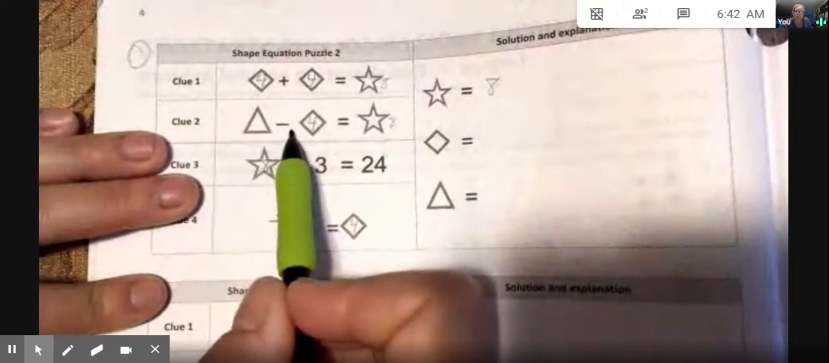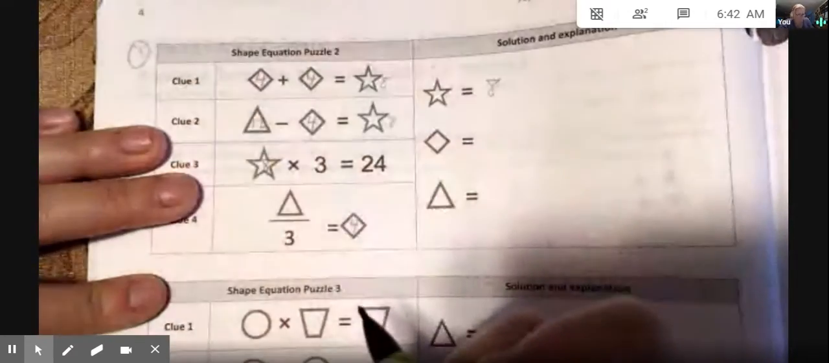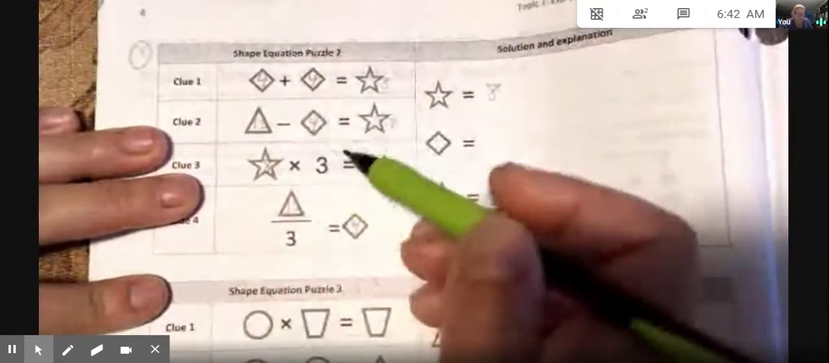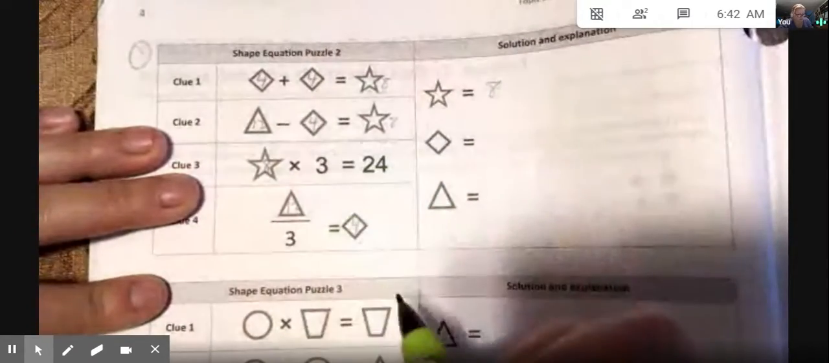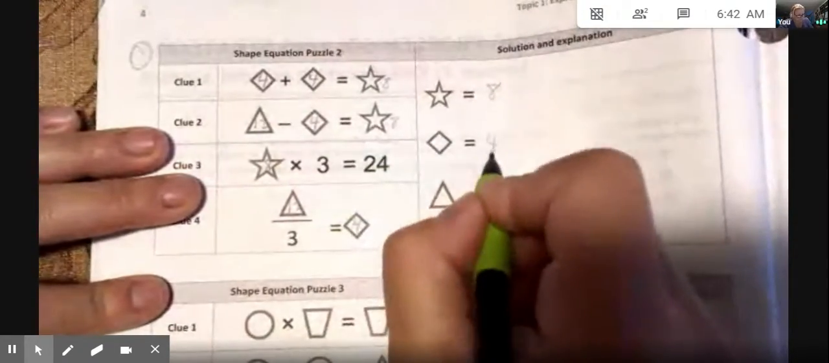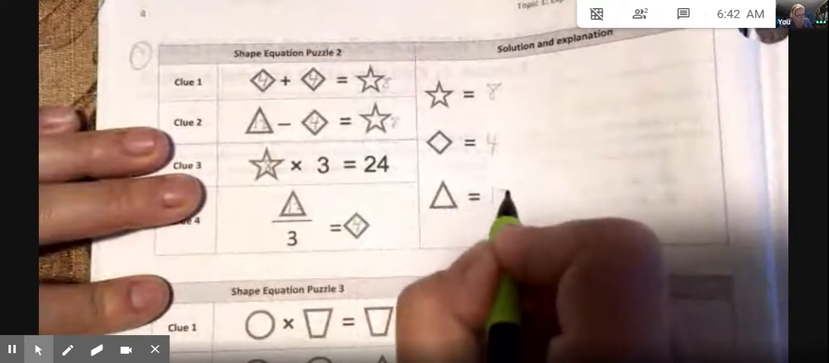So something minus 4 gives us 8. 12 minus 4 gives us 8. And let's check, make sure this works. 12 divided by 3 is 4. So we're good. So we have a rhombus of 4 and a triangle of 12.